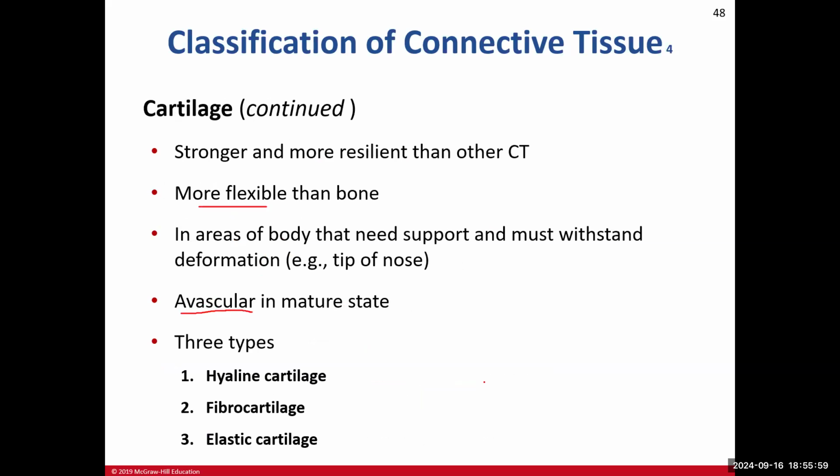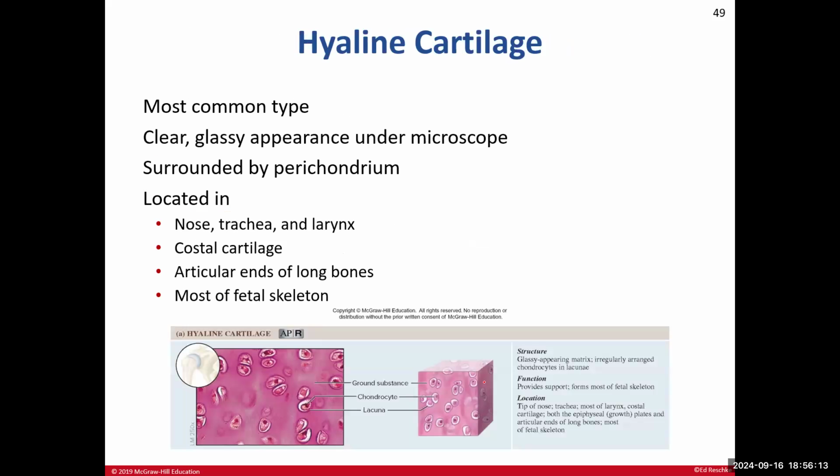So you have three types, right? You've got hyaline cartilage, then you have fibrocartilage, and then you have the elastic cartilage. Those are our three types. All right, so hyaline cartilage, this is the most common type of cartilage.